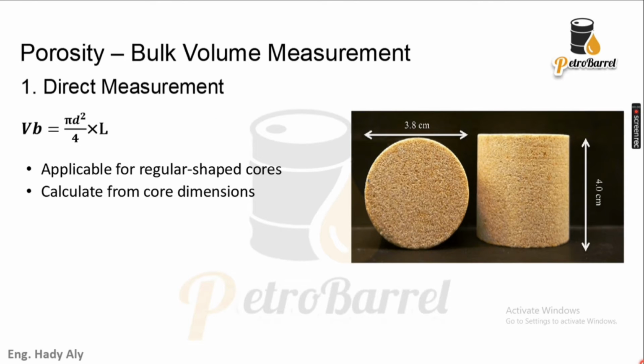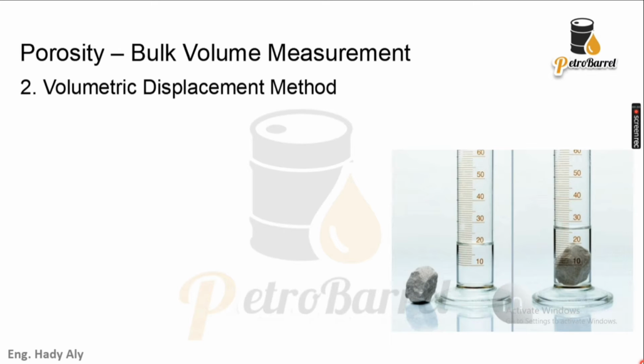Based on the determination of the bulk volume, we have direct measurement. As I said before, we have core sample or rock sample. Sometimes we have core samples with regular shaped cores. As I said, this is the cylinder shape. So I have the radius of this core sample and I have the height. So simply to get the value of the bulk volume, I get the volume of this cylinder, which is pi d power 2 divided by 4 multiplied by the length of the core sample. So this is the direct measurement method, applicable for regular shaped cores, and we can calculate the bulk volume from the core dimensions.